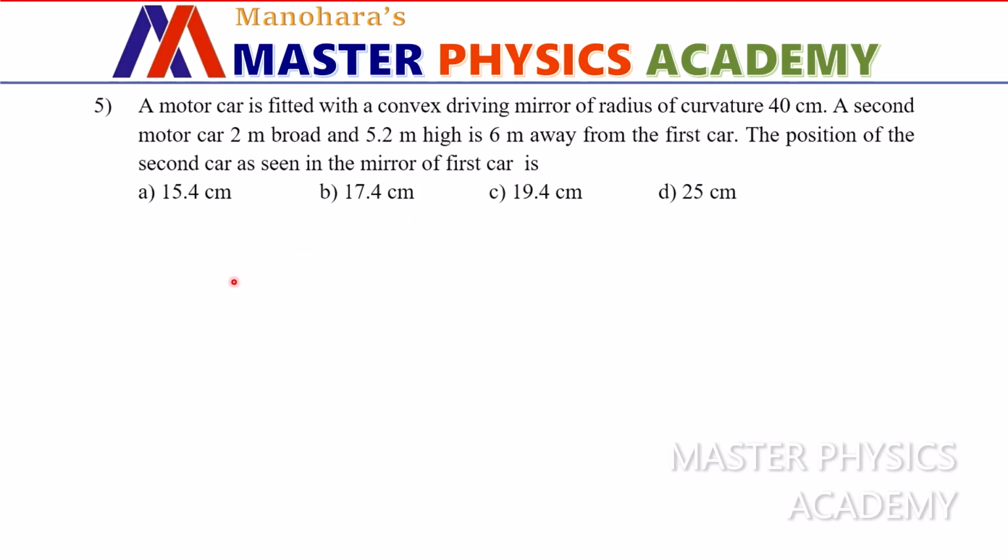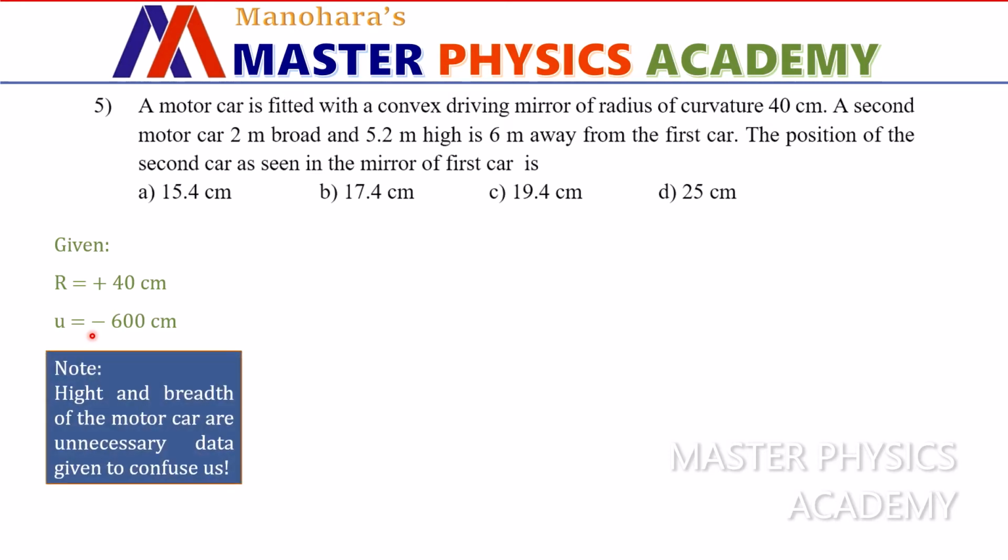Let us compile the given data. The radius of curvature of the convex mirror is given as 40 cm. Sign is plus. The object distance is given as 6 meter. Converting it into centimeter scale, it is 600 centimeter. Obviously, the sign is negative. Be careful. Here, the height and breadth of the motor car are unnecessary data, just given to confuse us. This is the strategy some question paper setters follow.